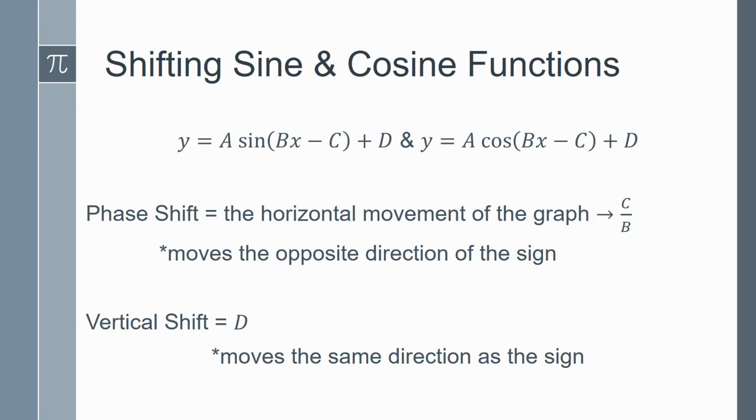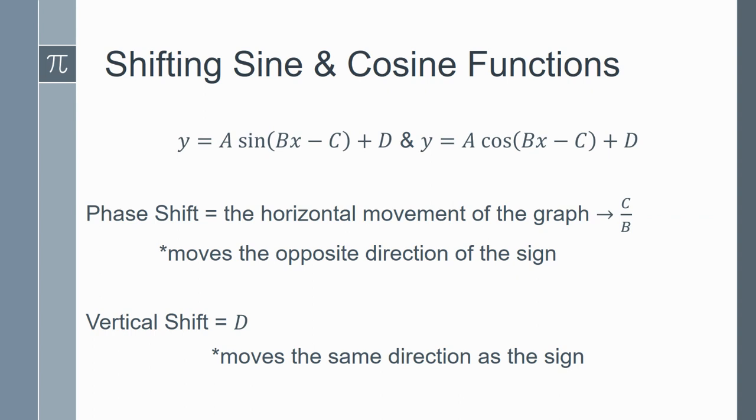All right, so here is our basic definitions when we're dealing with shifting. If we have y equals a times the sine of bx minus c plus d, and y equals a times the cosine of bx minus c plus d, there's four different components that we now want to look at. In the past, we've looked at a and b to help us find amplitude and period. Now we have two more variables, c and d. So we have two more things that we need to identify.